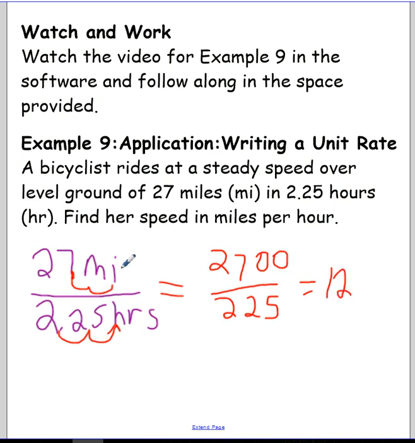And now that we have miles per 1 hour, we can just use the symbol or the shortcut MPH to stand for our miles per hour. So her speed, she's going 12 miles per every hour.